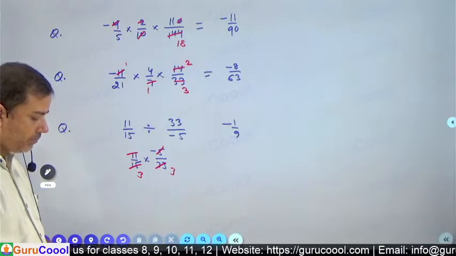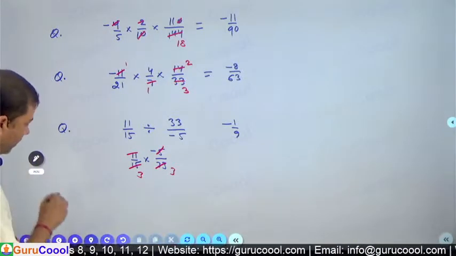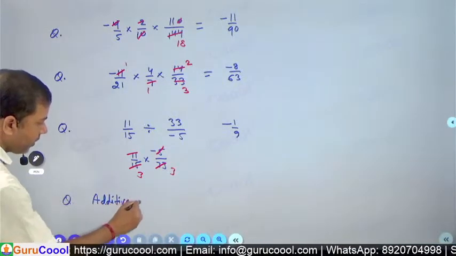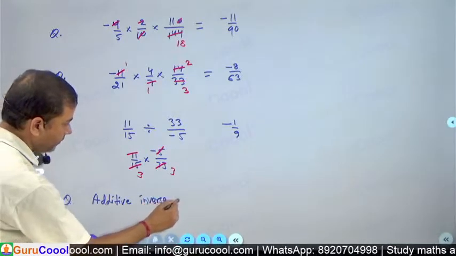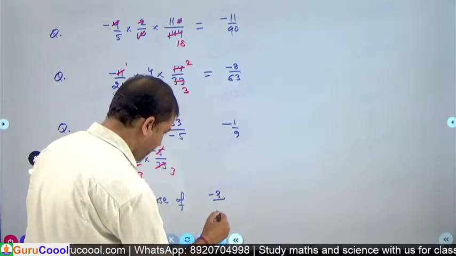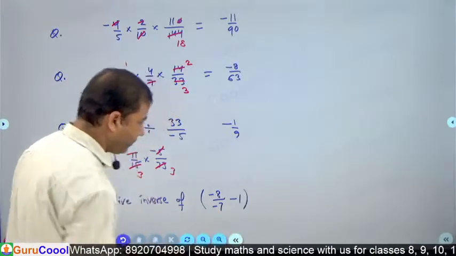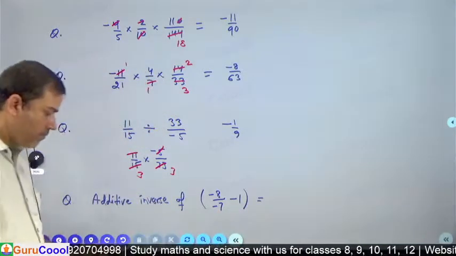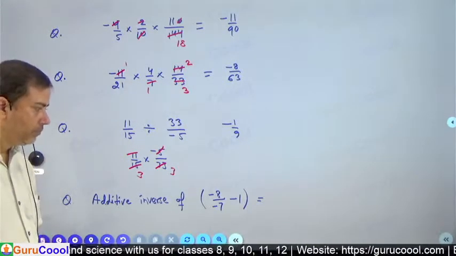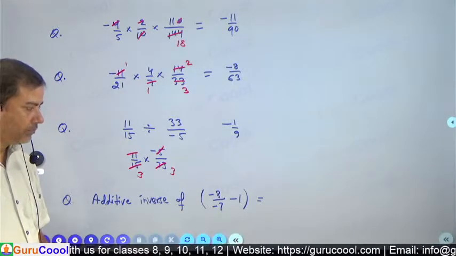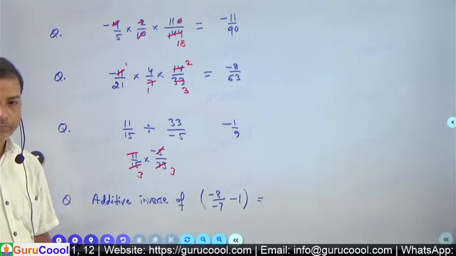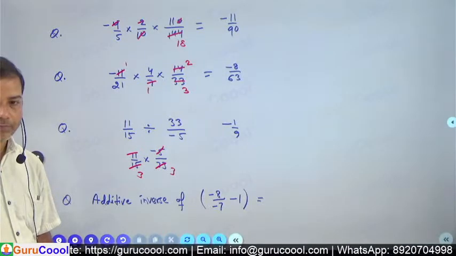Ready for the next? Yes, sir. Next question says, additive inverse of minus 8 by minus 7 minus 1 equal to what? Sir, minus 15 by 7.